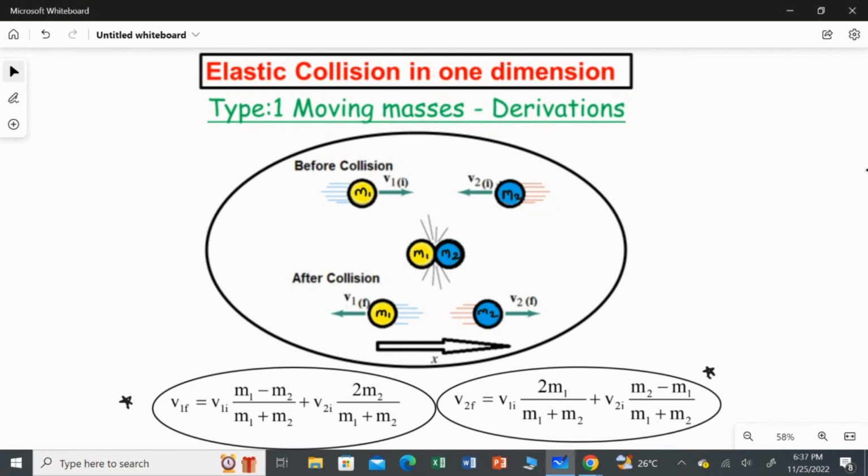Correct? Okay. If you want to get this derivation, the final answer, you have to take two main equations, which are nothing but the law of conservation of linear momentum, and also we have to consider the kinetic energy equation for this case. So once you frame the equation for the law of conservation of linear momentum and the law of conservation of kinetic energy, we have to mix these two equations, and finally we will get the answer for the final speed of the first mass, and then we will get the answer for the final speed of the second mass, right? Okay, so let's start.